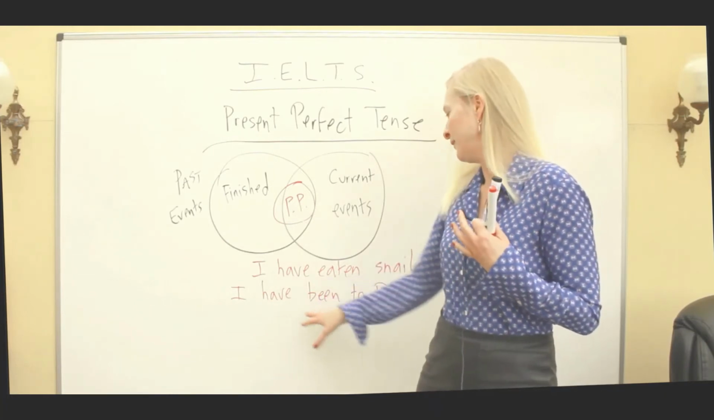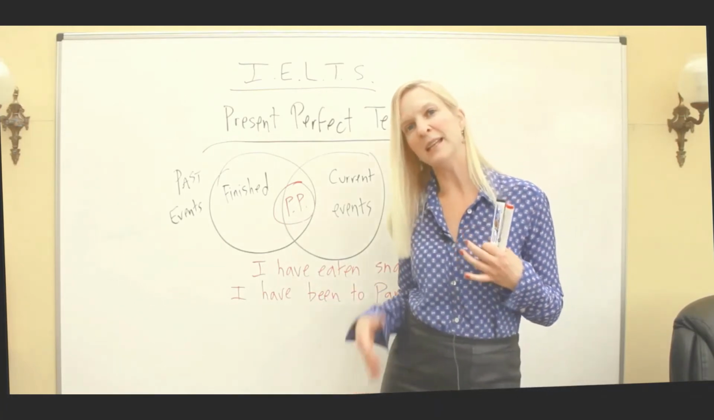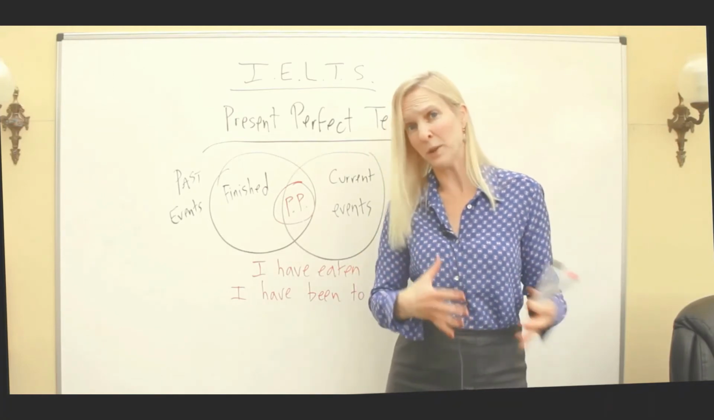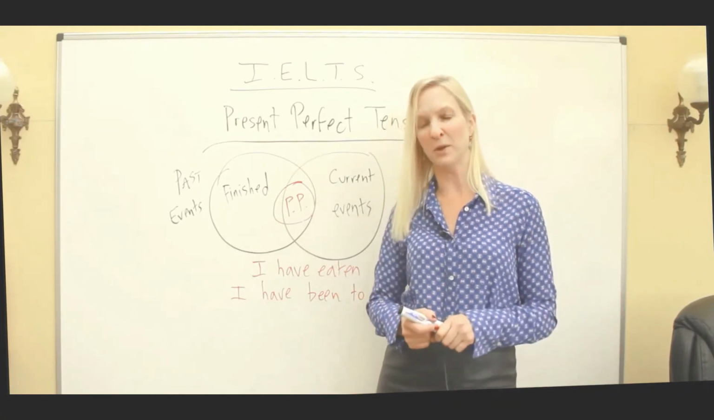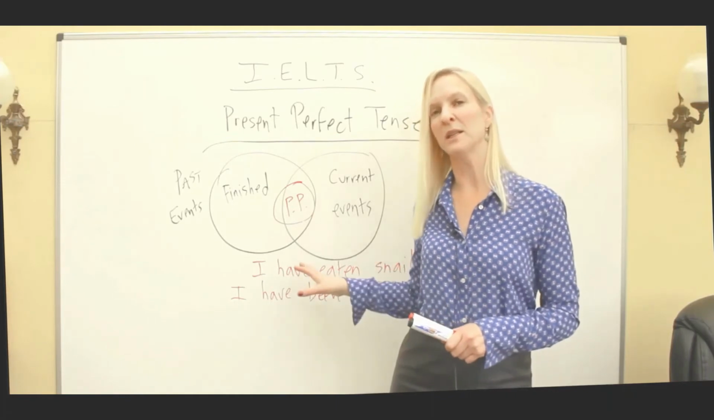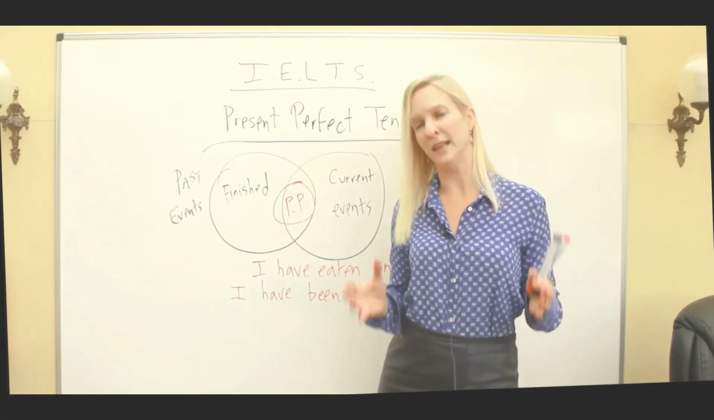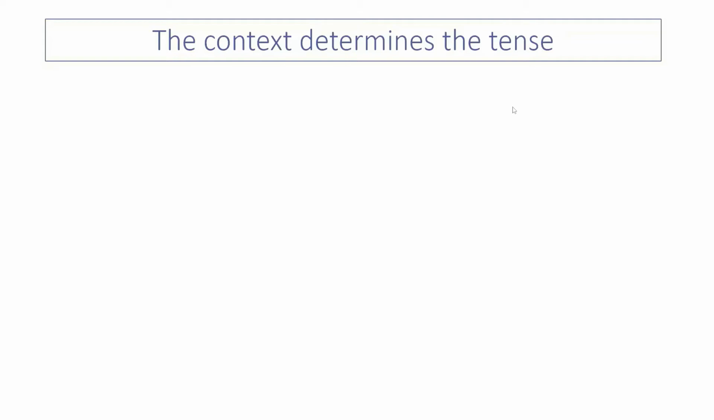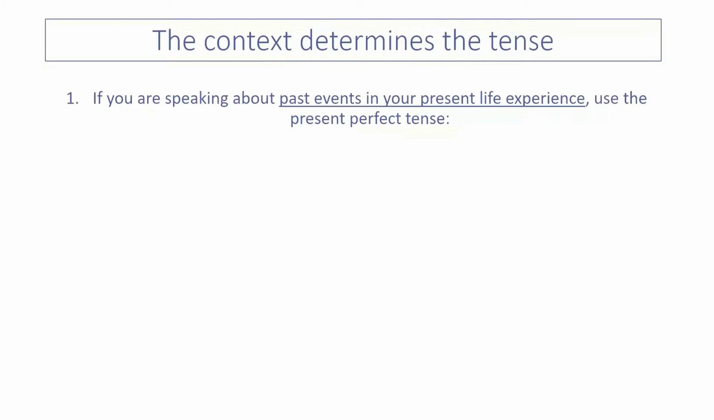So if we speak about our life experience, so in my life I have eaten snails. In my life I have been to Paris. So that is an event that may be finished, but it's in my present life experience. So we use the present perfect for recent and full life experience. So basically, the context determines the tense. So if you're speaking about past events within your present life experience, use the present perfect tense. So I've just eaten lunch.